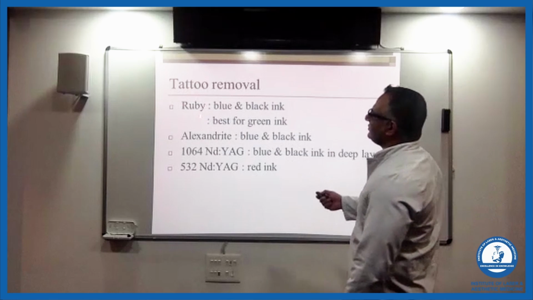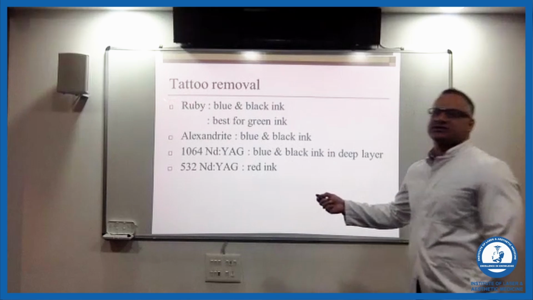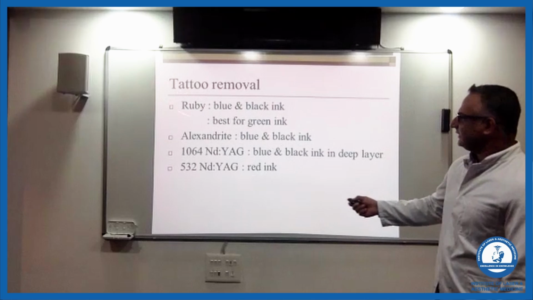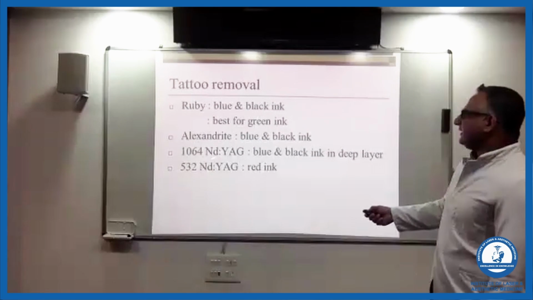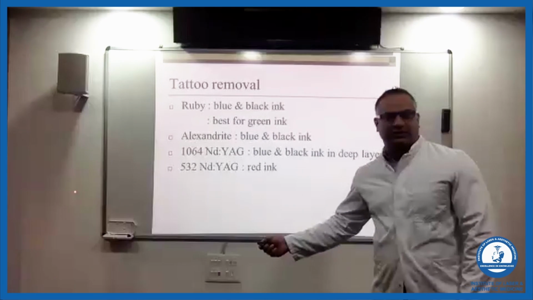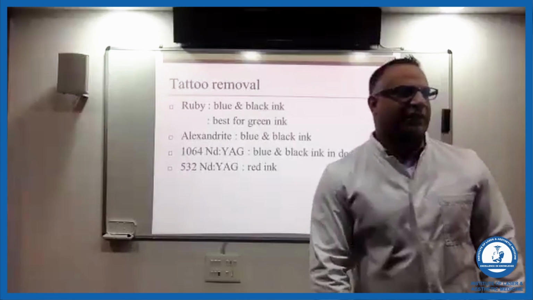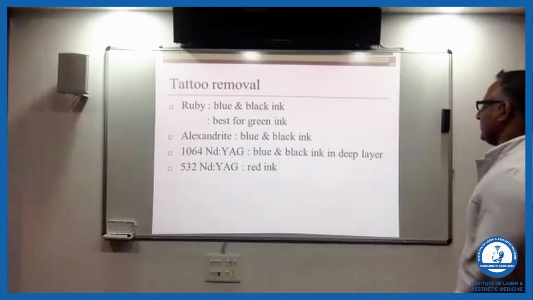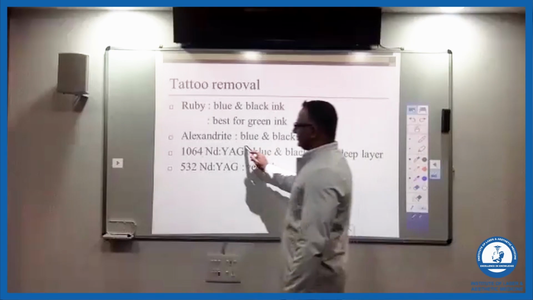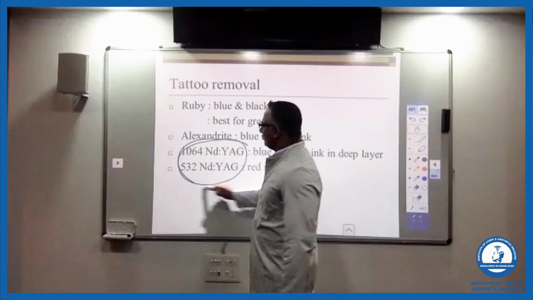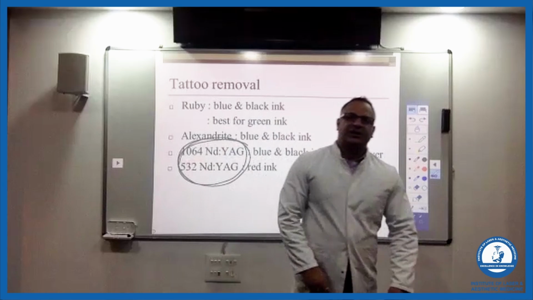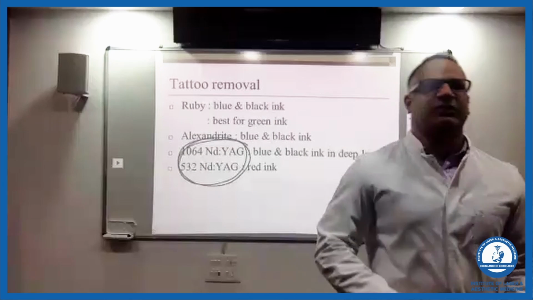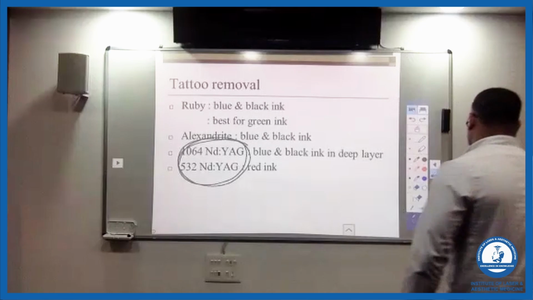Otherwise, for green inks, ruby is considered an ideal Q switch wavelength. Alexandrite for blue black, Nd:YAG 1064 for blue black or green, and 532 for red and related colors. But understand, you won't find anything beyond this. At the end of the day, you will have these two wavelengths. You won't have ruby, you will not have Alexandrite. Anyway, you don't need Alexandrite.